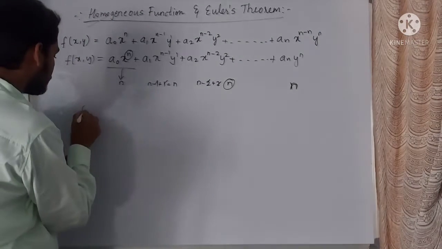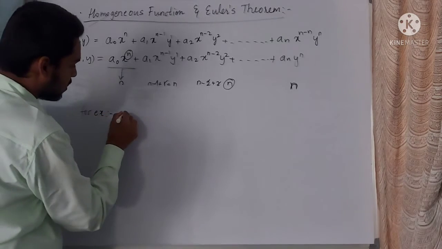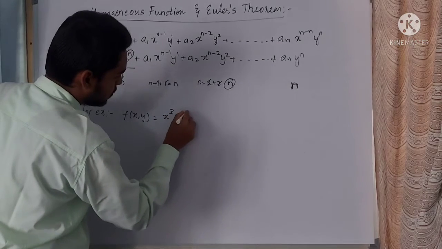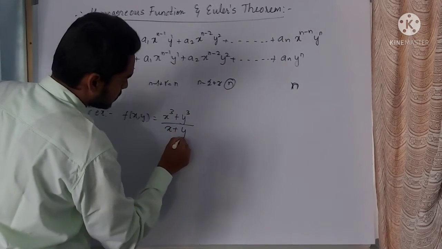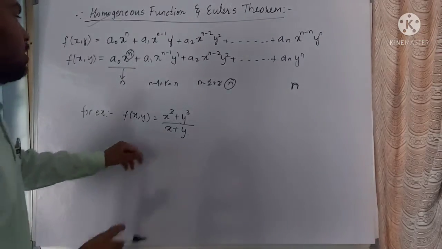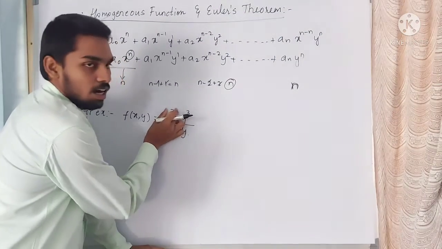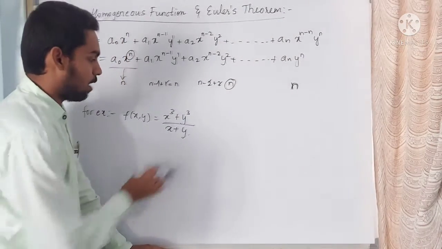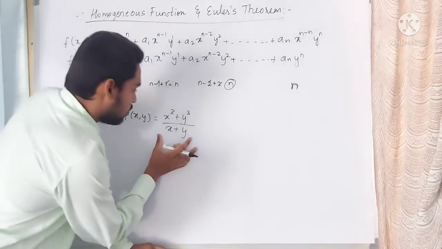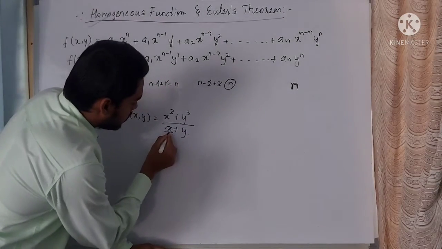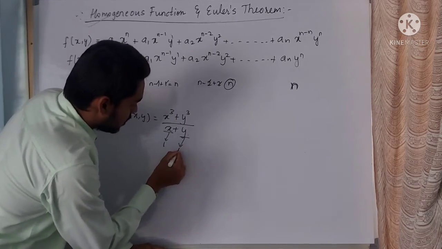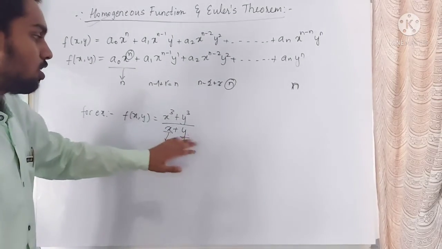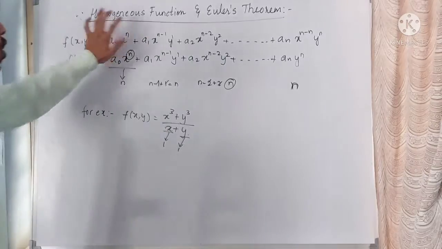For example, let me consider a function x cube plus y cube divided by x plus y. Now look at this function. This term has degree 3, and this term of the function again has degree 3. And look at this: the degree of this term is 1 and this is also degree 1. So it has a unique degree. The function in which all the terms have the same degree is called a homogeneous function.